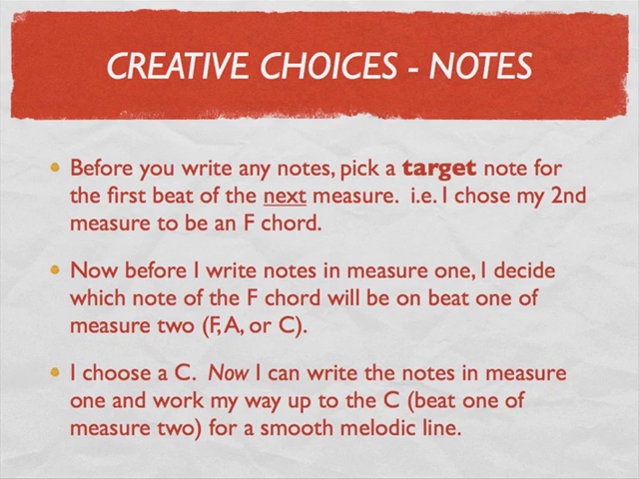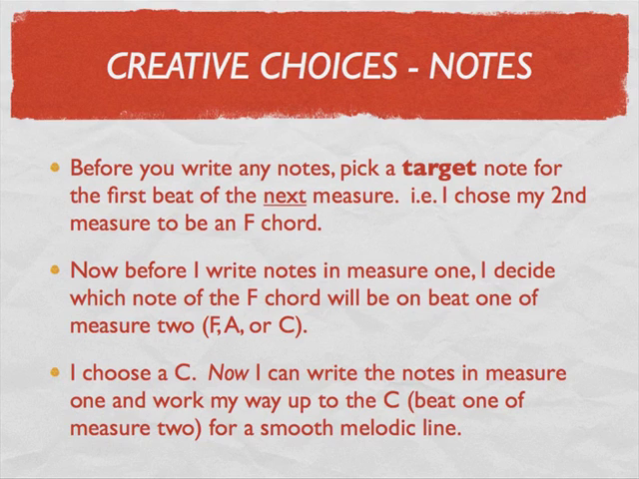And whatever note I choose to be my target note, then I go back and write the notes in the first measure and work my way towards that target note. And you do that before you start writing the notes. You know what note you're going to have for the first beat of the second measure. But before you write the rest of the notes in the second measure, you have to figure out what note you want to have for the first beat of the third measure. And so it goes, one measure after another.